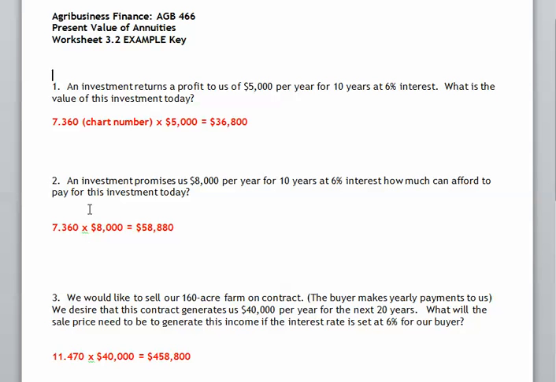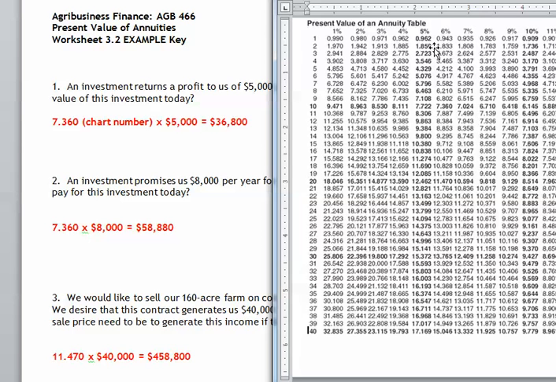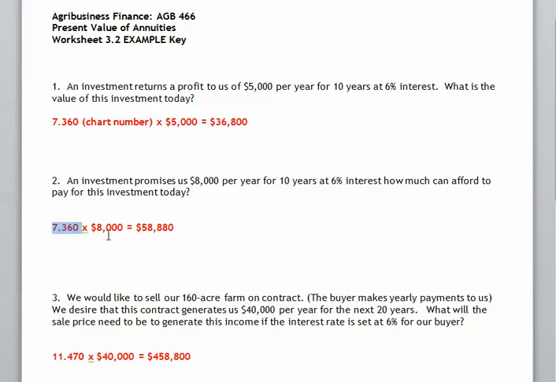Okay, problem 2. An investment promises us $8,000 per year for 10 years. Just like the last problem, 10 years, 6% interest. How much can we afford to pay for this investment today? Well, it's the same chart number. I set it up the same way. Didn't mean to, but I did. So 6%, 10 years, again, we get the same chart number, 7.360. We take our chart number times our annual income to get our present value of this investment. In this case, our present value is $58,880.